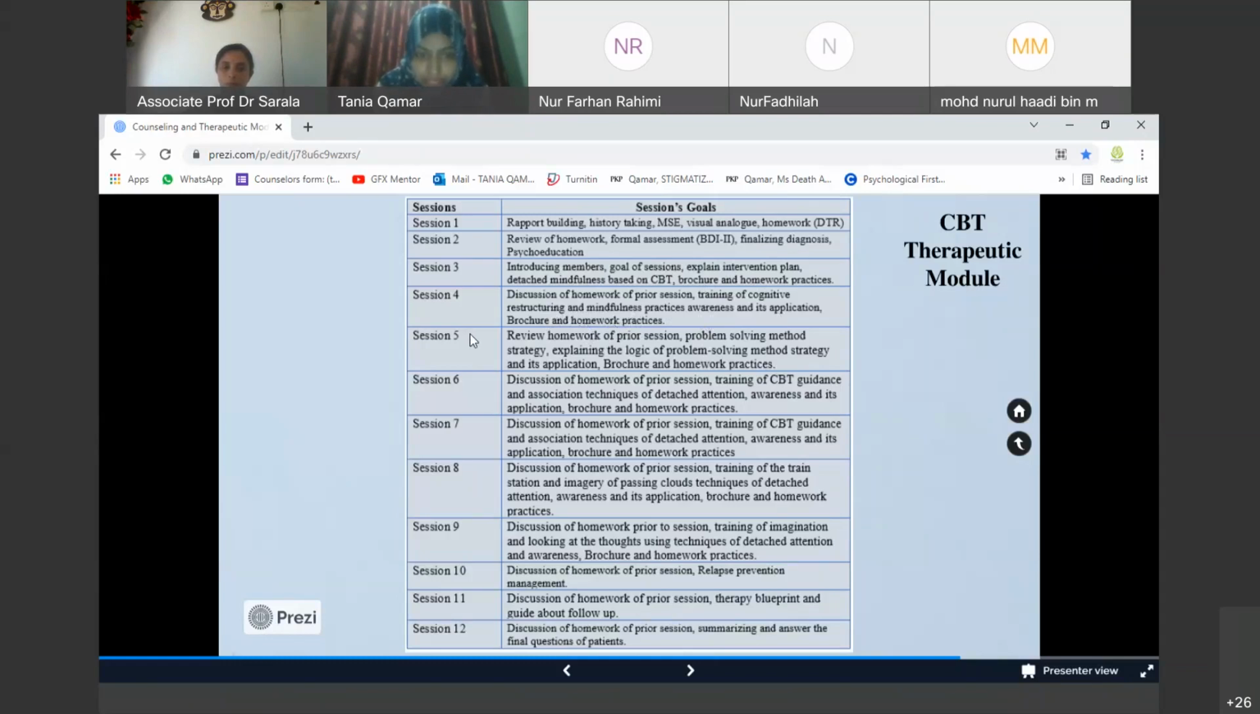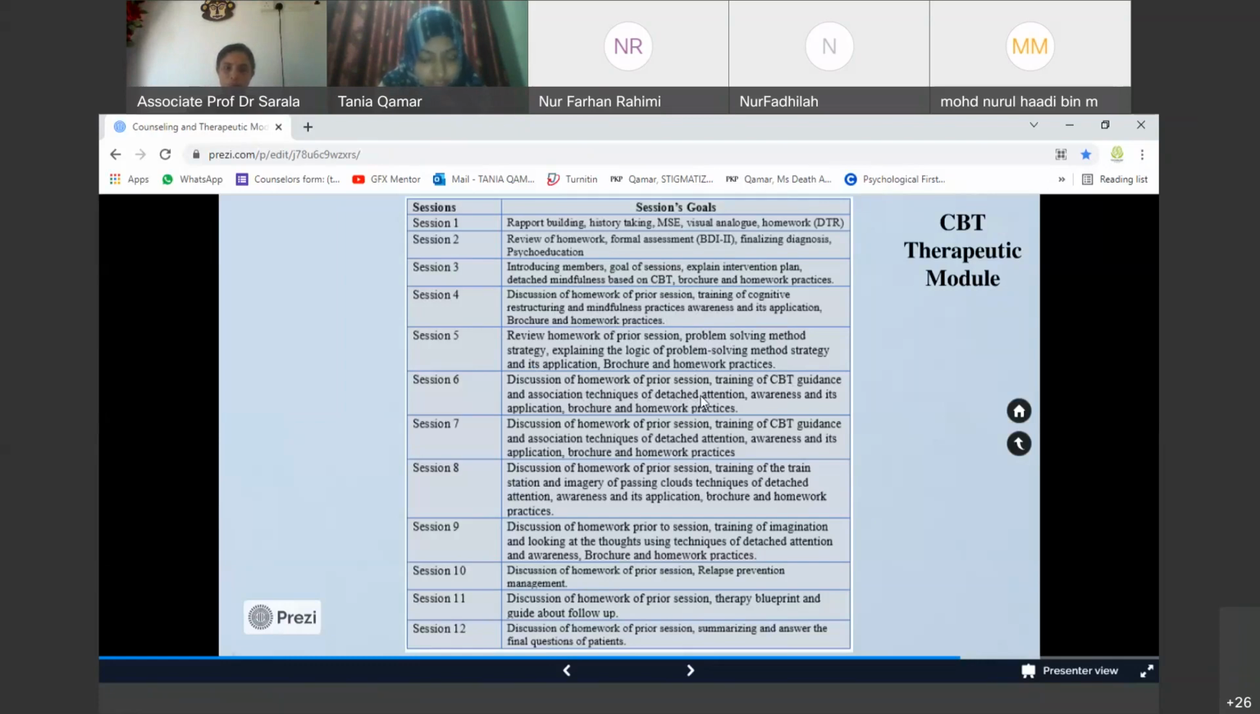In session 5, review homework for prior sessions, problem solving method strategy, explaining the logic of problem solving method strategy and its application. Problem solving method strategy is the basic technique of CBT which we use with different psychological patients. In session 6, discussion of homework of prior sessions, training of CBT guidance, and association techniques of detached attention.